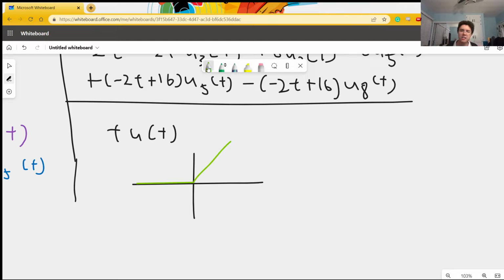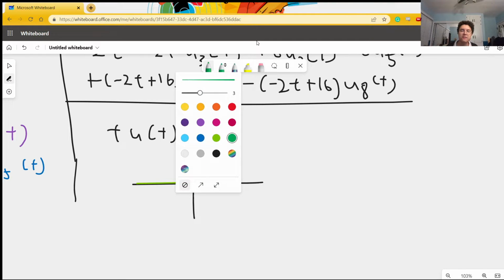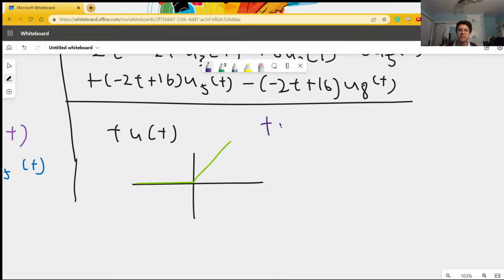But what if t turns on at a different time? What if t turns on at time 4, that is, t times u4 of t? Well, let's just think about that one. Until time equals 4, the function is totally off, right? So it just looks like this straight line. But at t equals 4, when everything turns on, what is t? t is 4, so it's all the way up here. So it jumps straight up and then starts to keep going along with our original t.